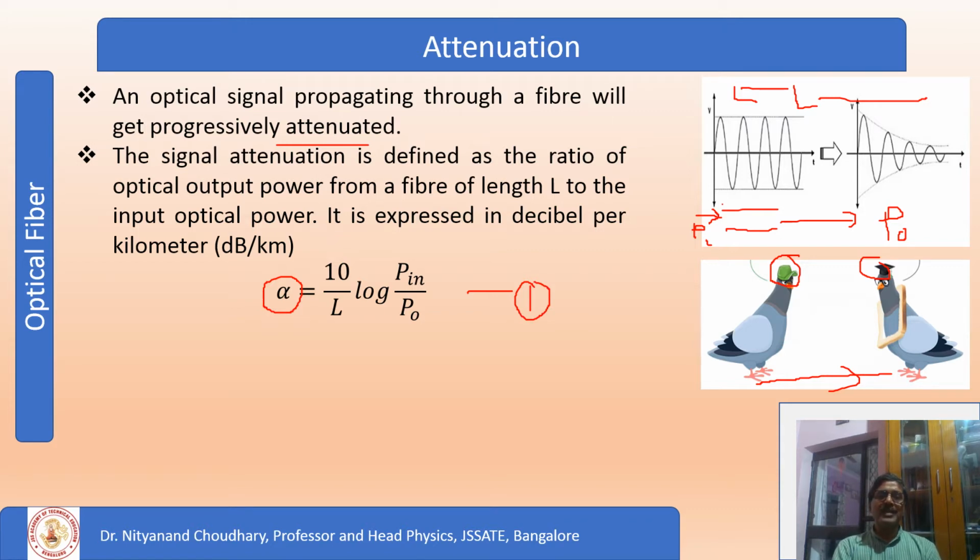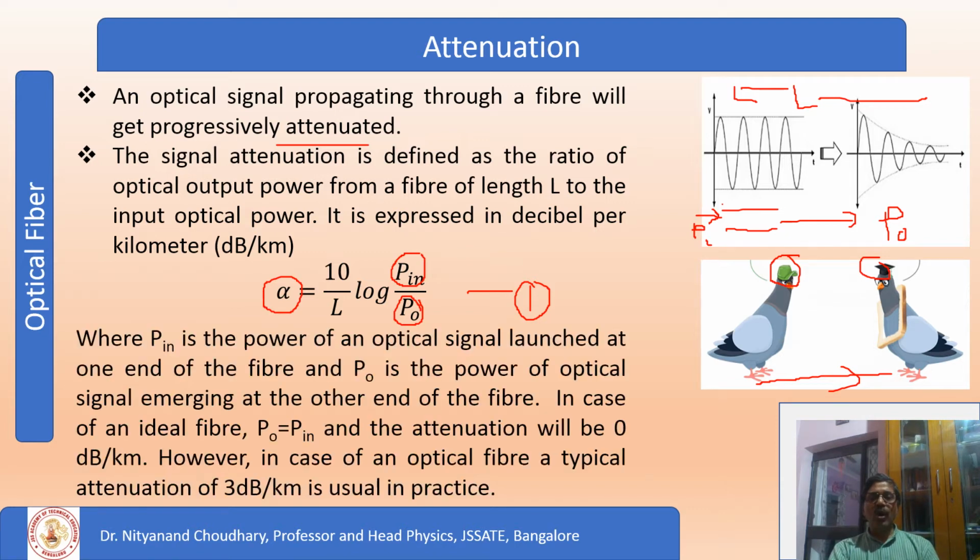Now let us suppose P input is equal to P output. That is, whatever we have launched, the same signal comes out. Then the value of alpha will be 0, and that will be the most ideal case. But in reality, this does not happen. Even the most ideal optical fiber will have loss, and that loss is minimal at the level of 3 decibel per kilometer. That is your minimal loss through your optical fiber. We have a different range of loss depending upon the type of fiber, whether single mode optical fiber or multi-mode optical fiber.